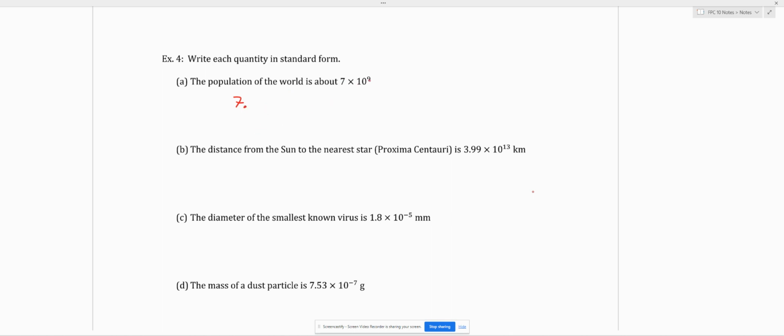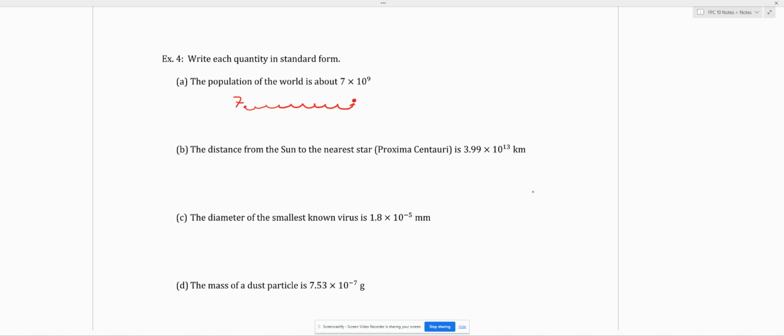And the 10 to the 9 says, okay, move the decimal 9 to the right because this is going to make it bigger. That makes sense. I'm multiplying by 10. Every time I multiply by 10, I move the decimal 1 time. So let's move it 9 times to the right. So this is the same as times 10 times 10 times 10. That's 3. And then times 10 times 10 times 10. That's 6. Times 10 times 10 times 10, that's 9.